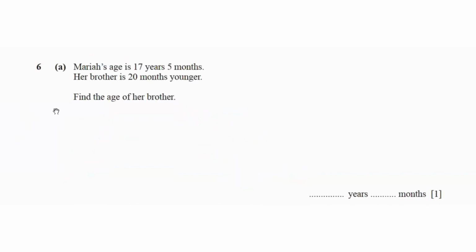Question 6 says Maria's age is 17 years 5 months. Her brother is 20 months younger. Find the age of her brother.